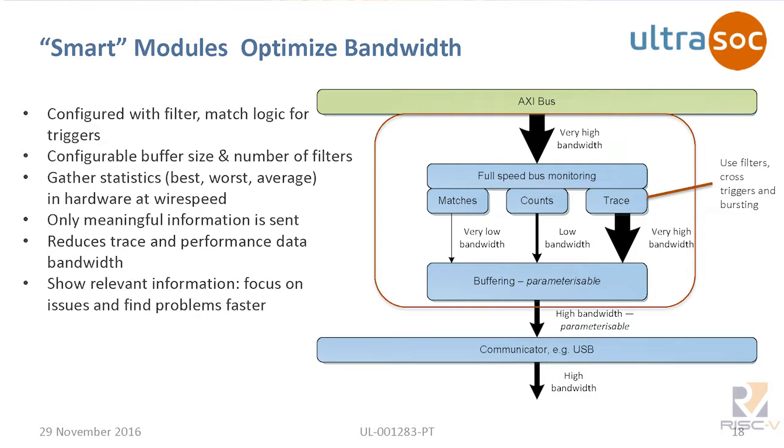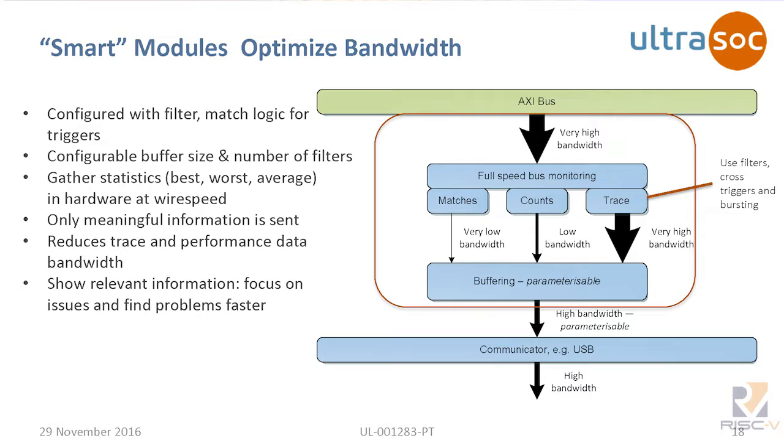So a bus monitor looks a bit like this. We sniff at wire speed. Our lead customer's wire speed runs, the AXI bus runs at 1.3 gig. We sniff at wire speed. We do a whole bunch of matching, counting, metrics generation, and trace capture.